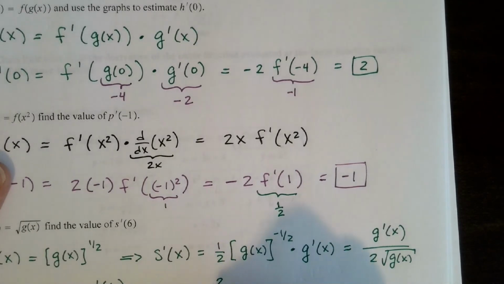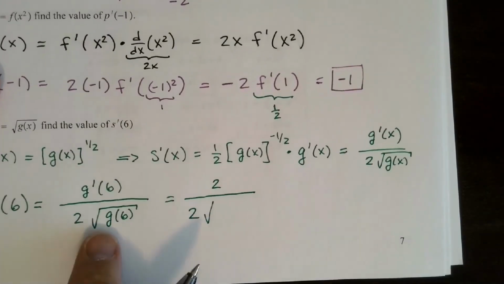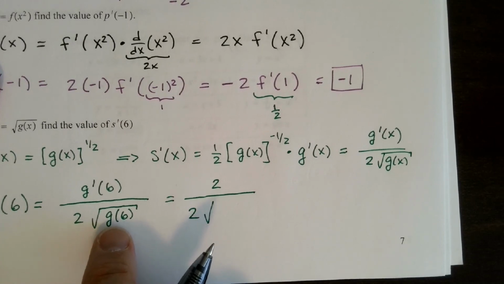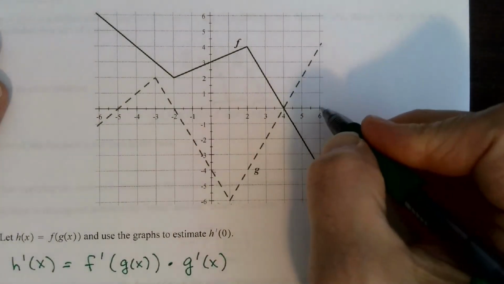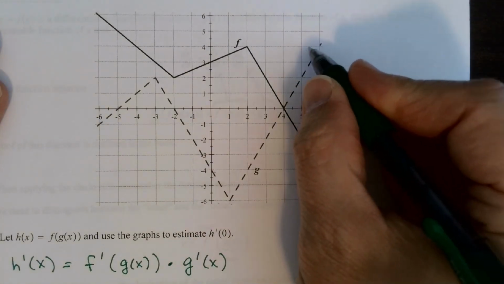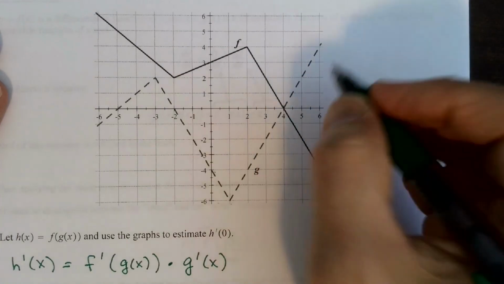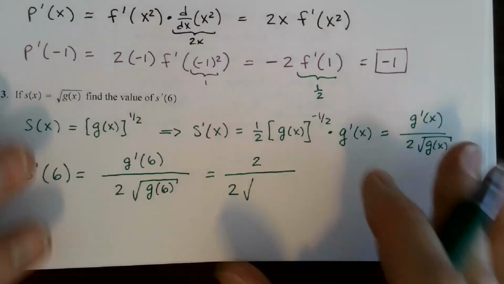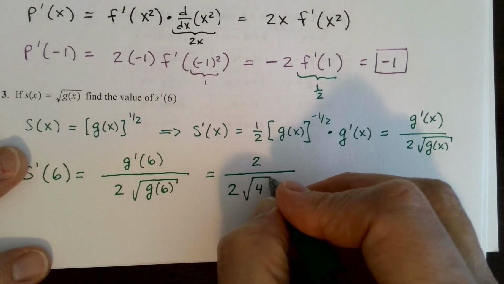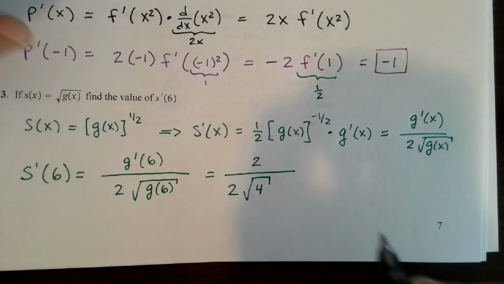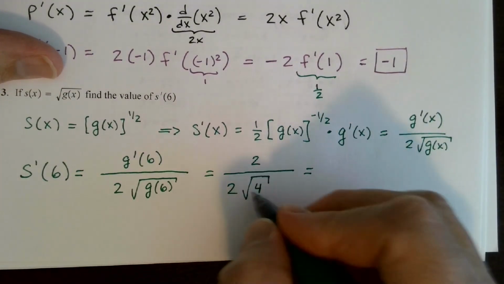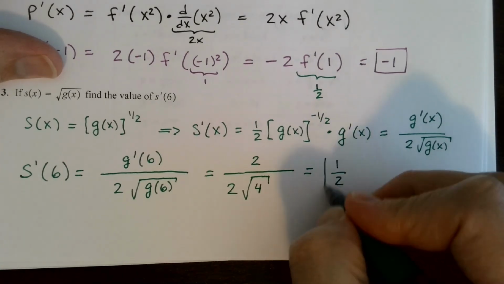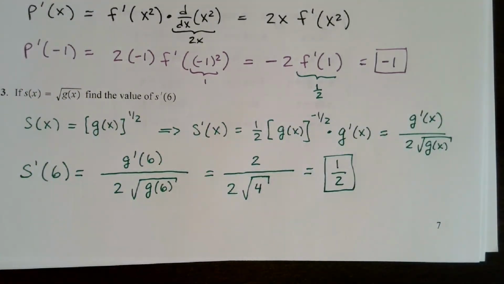The bottom is the square root of g of 6. Now we find the output of the function g at x equals 6. What is the output of the function g at x equals 6? That's the easy part. It is 4. G of 6 equals 4. So it's the square root of 4. Of course, the square root of 4 is 2, and I get 2 divided by 2 times 2, 2 over 4. 2 over 4 is 1 half. And there's my result.